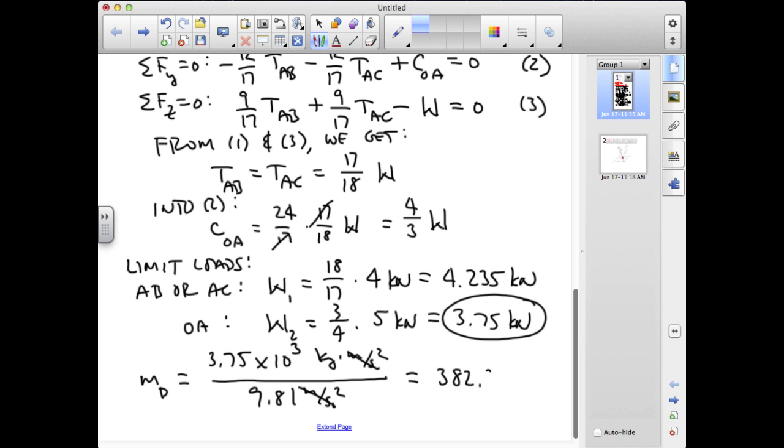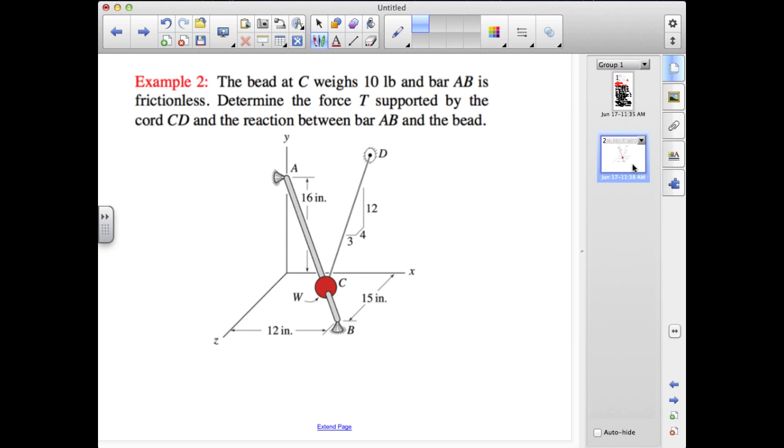For our second example, we have a bead at C that weighs 10 pounds and is mounted on a frictionless bar AB. We're asked to determine the tension T supported by cord CD and the reaction between bar AB and the bead. The bead C is going to be a subject of interest, and so not surprisingly we're going to draw an isolating surface around that bead, and that's going to be the basis of our free body diagram. But as we do that, there are some complications to this problem which make this more challenging than it might first appear.